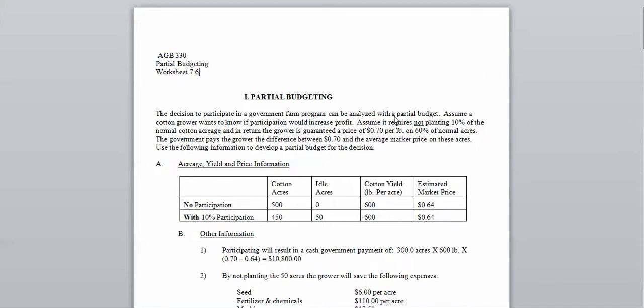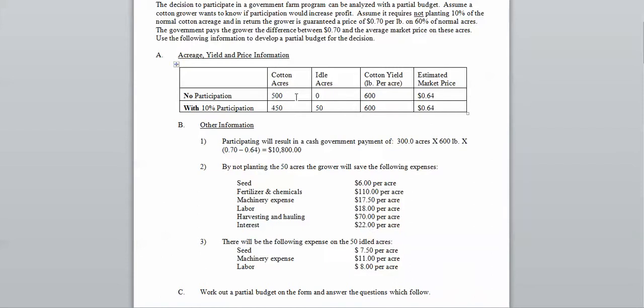So this grower produces 500 acres of cotton in a normal year without participating in this program. Their yield is 600 pounds an acre, and the market price is estimated at 64 cents a pound. If we participate in the government program, we only plant 450 acres of cotton, which means we have 50 acres that are idle. We still produce 600 pounds an acre on the remaining acres, and we expect to earn a price of 64 cents. So here's the information that we are given.